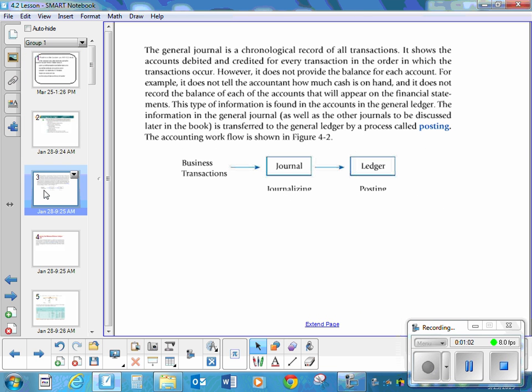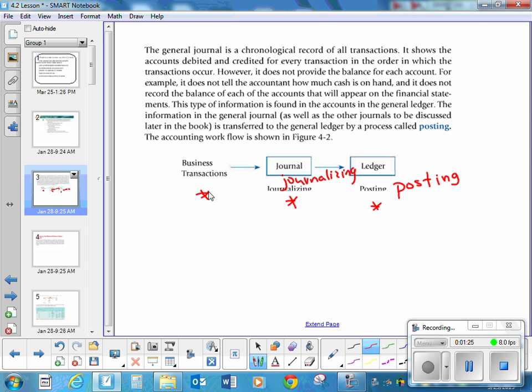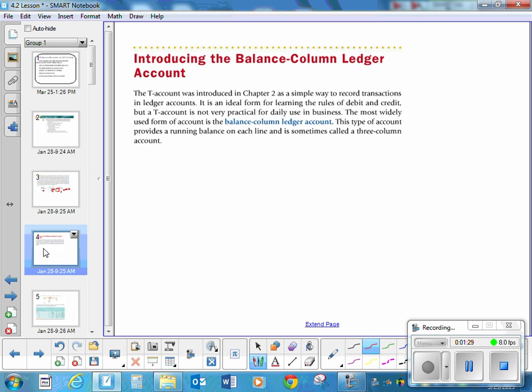Okay? So what we've done so far is we've taken our business transactions here. We learned last section that we are going to put them into journals, and now we're going to post them. Journalizing is writing them in the journal, and posting or putting them into the ledger is called posting.